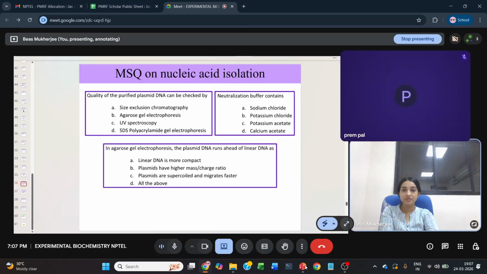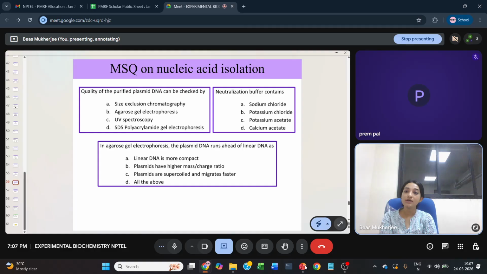Now we have 3 more questions. Try answering. Quality of the purified plasmid DNA can be checked by: A, agarose gel electrophoresis; B, UV spectroscopy; and SDS-PAGE. Okay, these are MSQs, so more than one right answer can be there. Neutralization buffer contains which salt? And then, in agarose gel electrophoresis, plasmid DNA runs ahead of the linear DNA. Why?